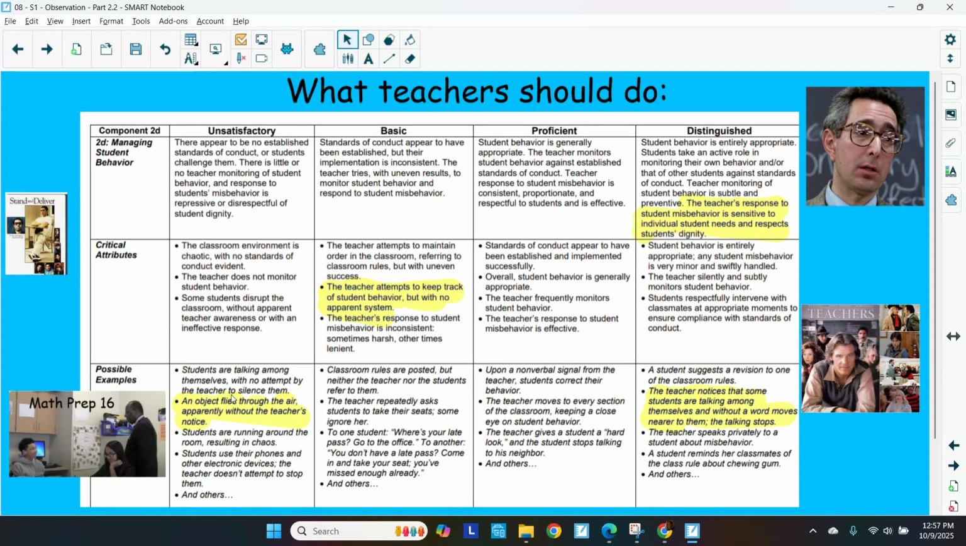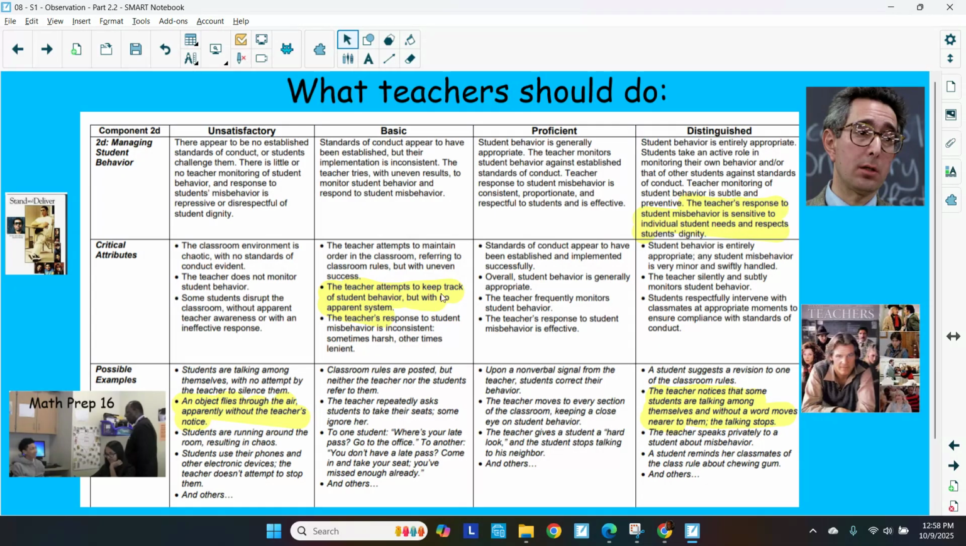Okay, a couple other pointers for the unsatisfactory teacher. Objects are flying through the air. People are throwing paper and all of that stuff. You gotta be on top of that. Don't let it get away. If you hear something, turn around and take a look.